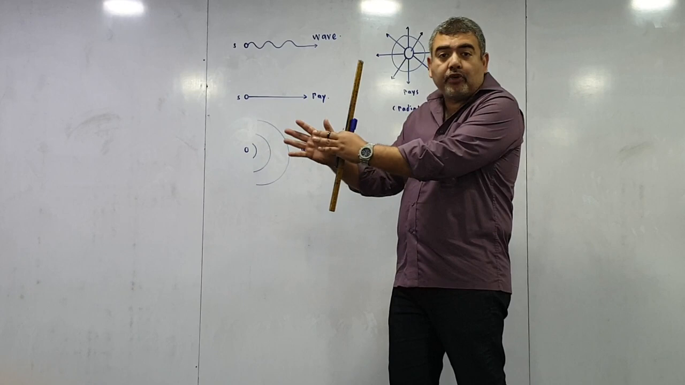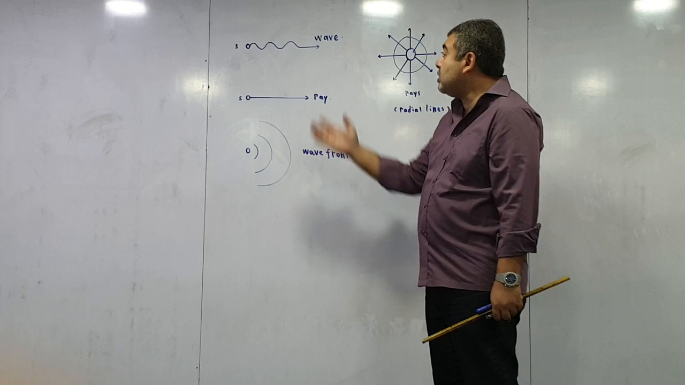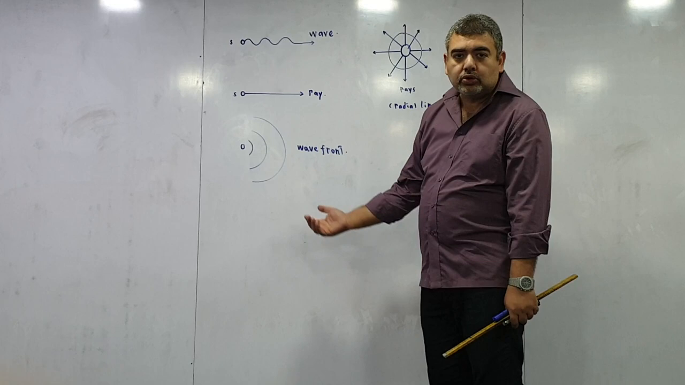Waves are produced whenever we have a point source. From the wave we get the ray. What does the ray actually show? It shows in which direction the wave is carrying energy. And these wavefronts are also imaginary lines. Why and how they are drawn, let us discuss.